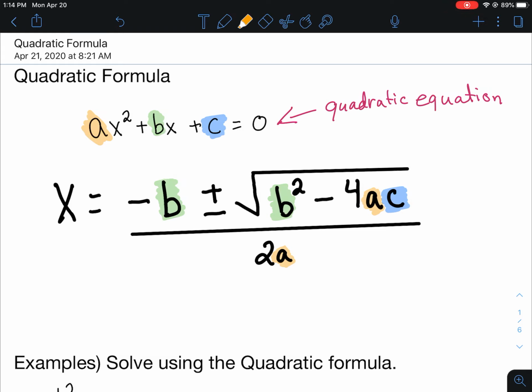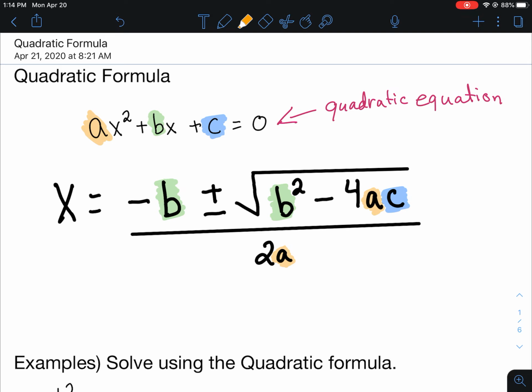Hello everyone. Today we're going to continue solving our quadratic equations. They are always going to be in the form of ax squared plus bx plus c equals 0. We already learned how to solve by factoring, and we've also learned how to solve by using square roots if there are perfect squares involved.